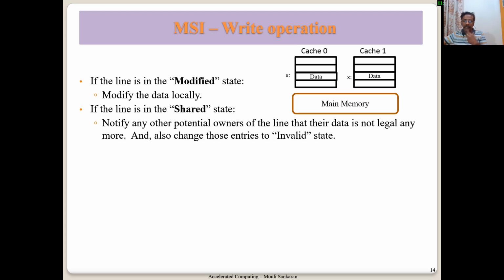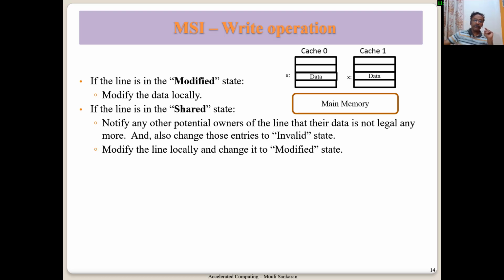The owner has a read-up for the reading operation of the line, so their data is not legal anymore, because this core is changing it. We are allowing only one processor to change it. So you make that invalid, and also change that state to invalid. One or many or none.